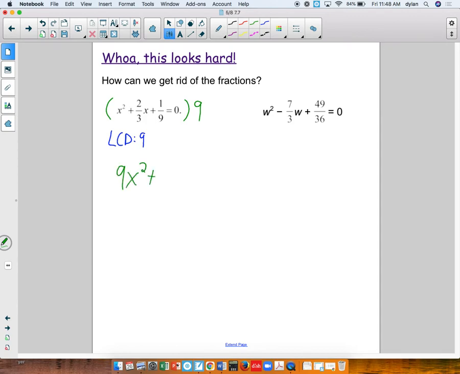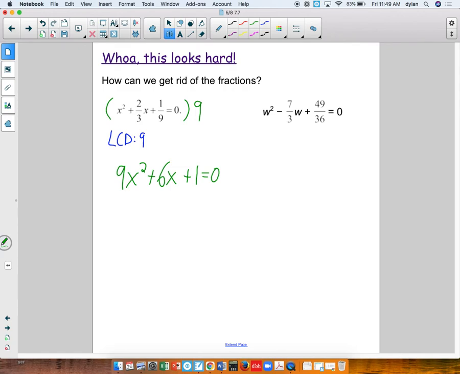Now, 2/3 x times 9, the 3 and the 9 cancel out to become just 3. So it's really just 2/3 of 9, or 6x. And then 1/9 times 9 is just 1. And all of a sudden, we're back to a quadratic that's fairly straightforward to solve. And you could factor this one using either box and diamond or the split method, and then solve it rather easily.